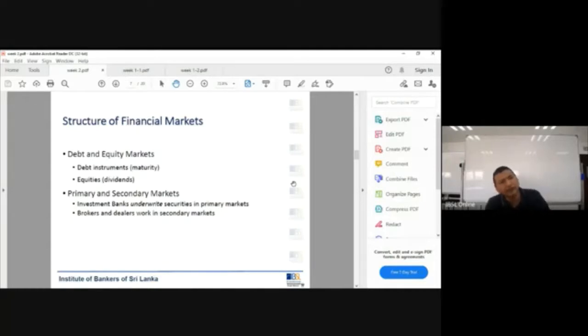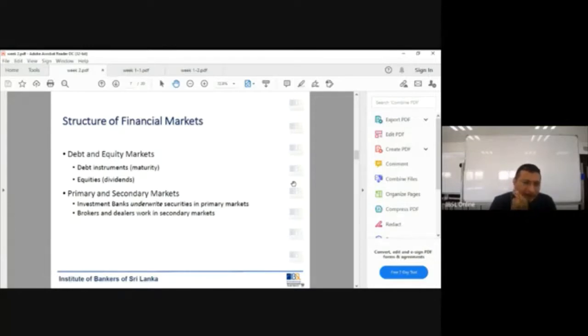But interestingly, when we talk about financial structures in the financial markets, you find mainly the stock and bond markets, where debt and equities are traded. In the bond markets, debt instruments are traded. In the stock market, equity. Equity is the same word people use for stocks.